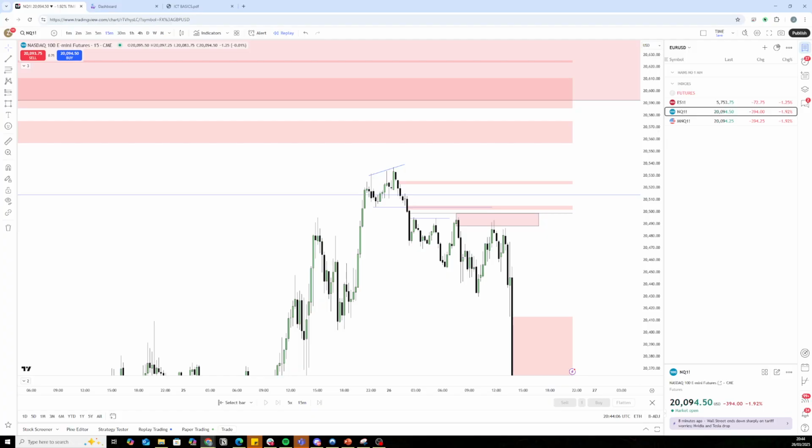As I say, it's not the easiest thing to master ICT concepts. It takes a lot of screen time and a lot of backtesting, so that you can look at a chart and say, that's that. It does take work. It's not going to be like an EMA cross. It is reading price action in a completely different way to what you normally would, but it really works, in my opinion.